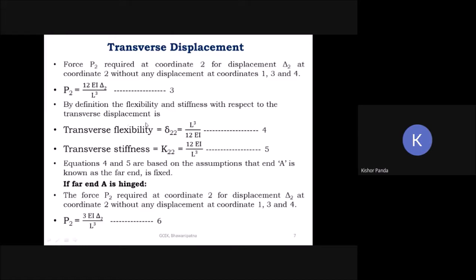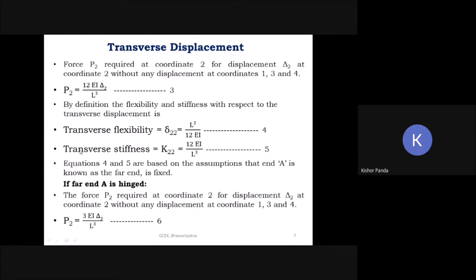What is flexibility? This is the displacement caused by a unit force. So you have to put the unit force here. In the case of transverse flexibility, you have to take P2 equal to 1 and delta 2 is equal to del 2. So here del 2 is equal to L cubed by 12 EI.